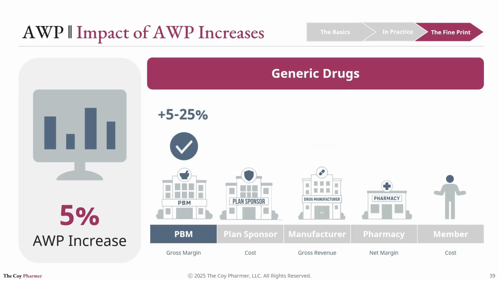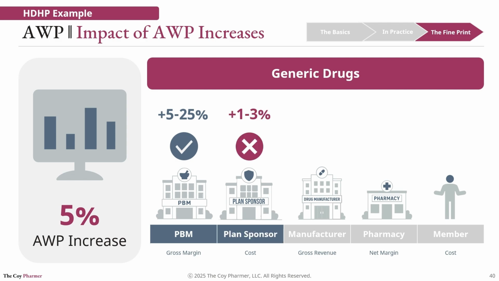Next, we're going to talk through an example of how this works in generic drugs, and it is a little bit different than it works for brands. So in this example, the member again is back to that high deductible plan. The PBMs generally pull a little bit more margin from generics than they do from brands in cases of network spread. So depending upon their contract with the plan sponsor, the PBMs may really increase their margin significantly as AWP goes up on a particular generic product.